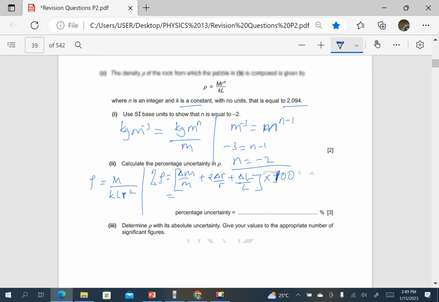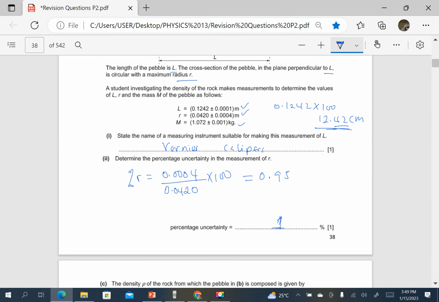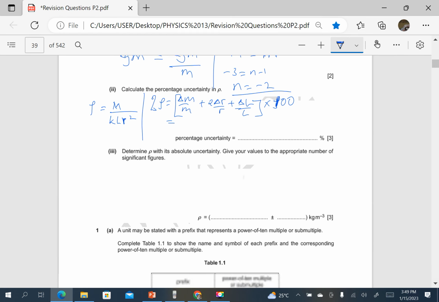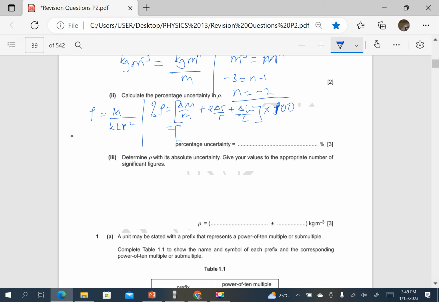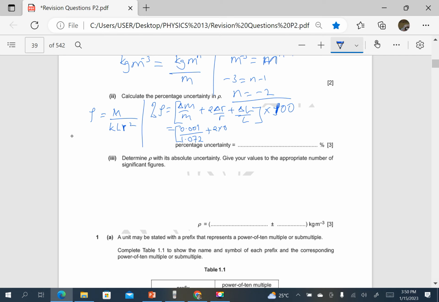So they gave us above there the values here. L is that, R is that, M is that. So I'm just going to substitute them here. So for M, that is 0.001 divided by 1.072 plus 2 times 0.0004, I think, divided by 0.0420, then plus L, 0.0001 divided by 0.1242, I think. Then this should be multiplied by 100 to change it to percentage.